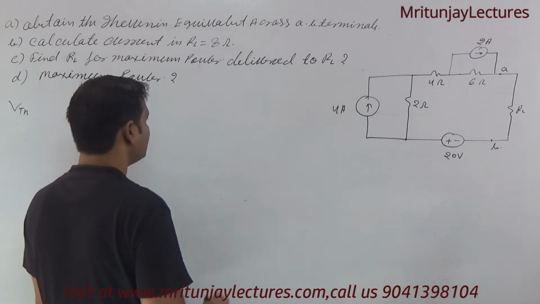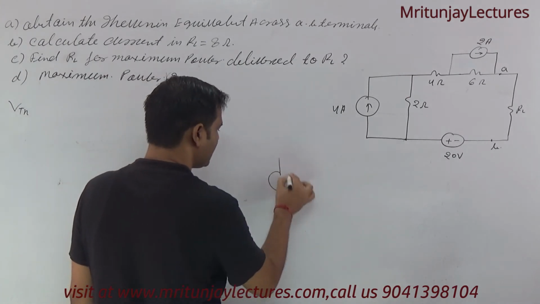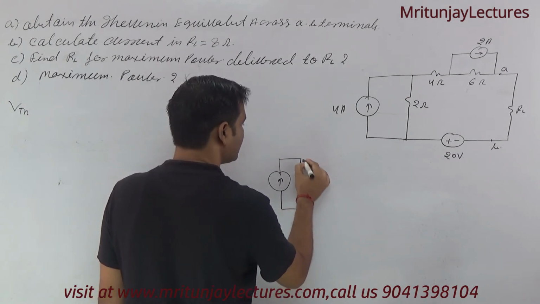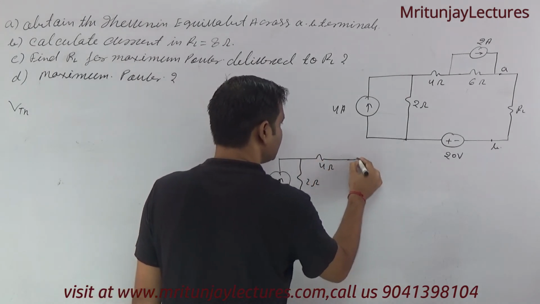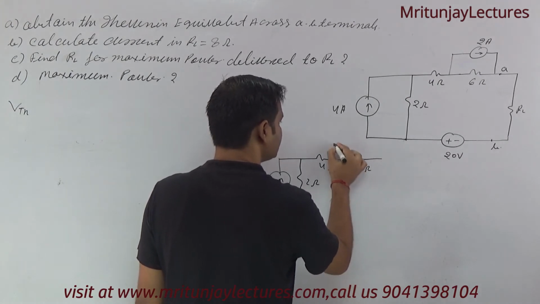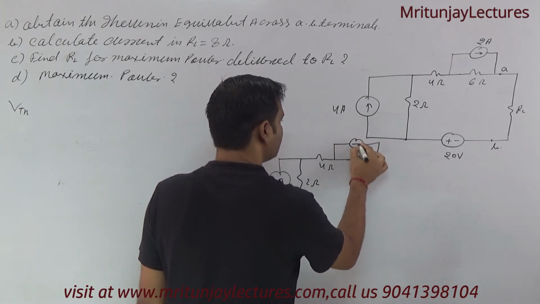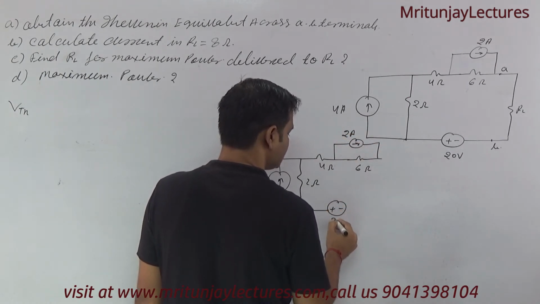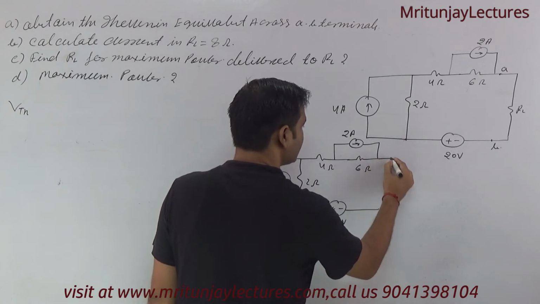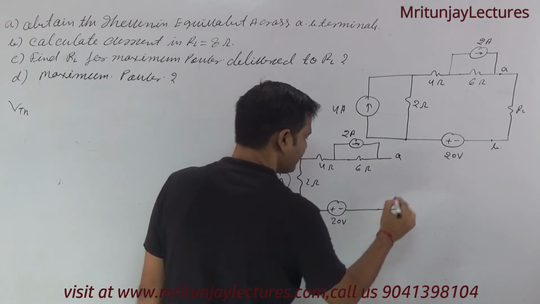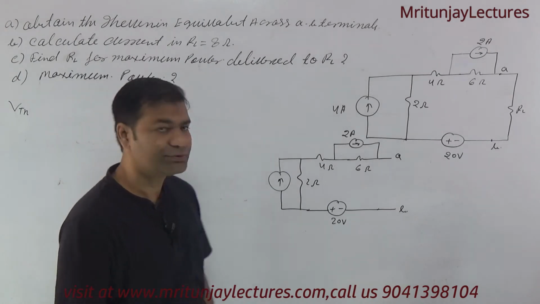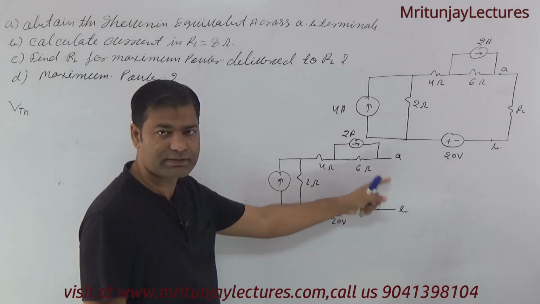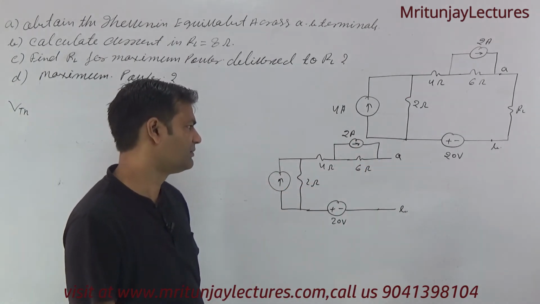But our motto: first of all make the circuit. That is 4 ampere, and that is 2 ampere, and that is 4, and that is 6, and this is 2 ampere. Okay, and that is plus minus 20 volt. Okay, that is A and that is B. So how can we solve it? First of all, our motto is Thevenin's equivalent corresponding to V of AB.